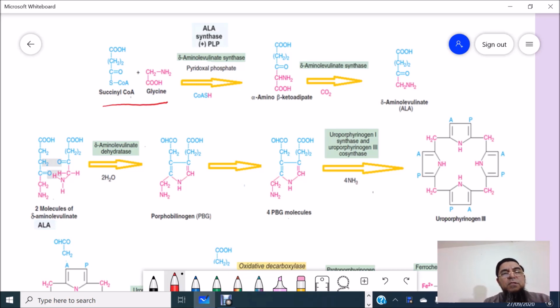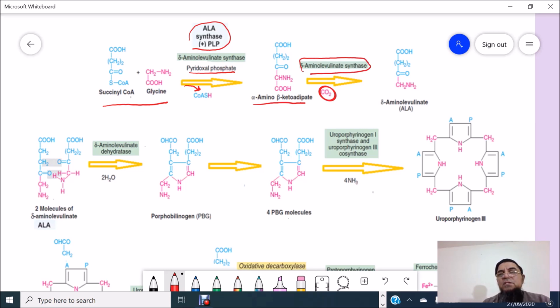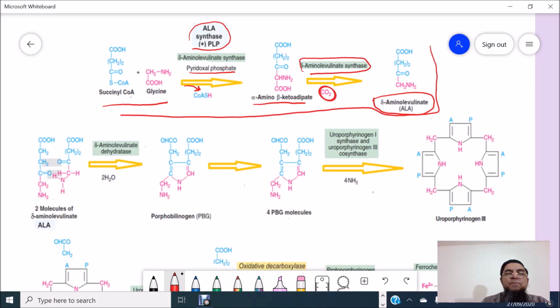So succinyl-CoA condenses with glycine with the help of the enzyme ALA synthase, which is a pyridoxal phosphate dependent enzyme. CoA will be removed, with the intermediate compound amino-ketoadipic acid. Then, with the removal of carbon dioxide by the same enzyme, this condensation of succinyl-CoA and glycine will convert into delta-aminolevulinic acid. This reaction takes place in the mitochondria.